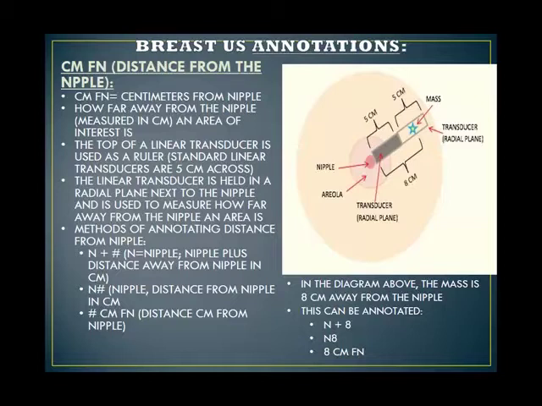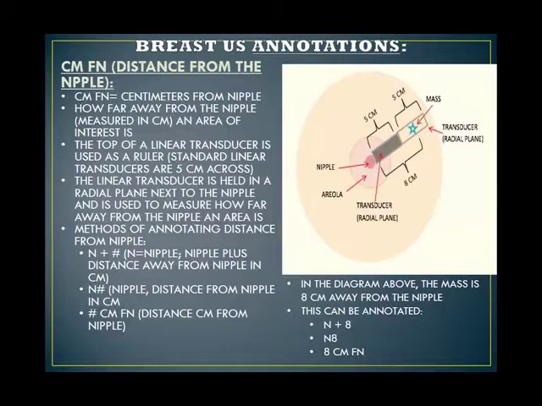So in breast imaging, we use linear transducers, which means the top is flat. A standard linear transducer is 5 centimeters across the top of it. This transducer is kind of an old one or specialty one. It's probably not quite 5 centimeters, but standard transducers nowadays are 5 centimeters across. And we use that as a ruler.